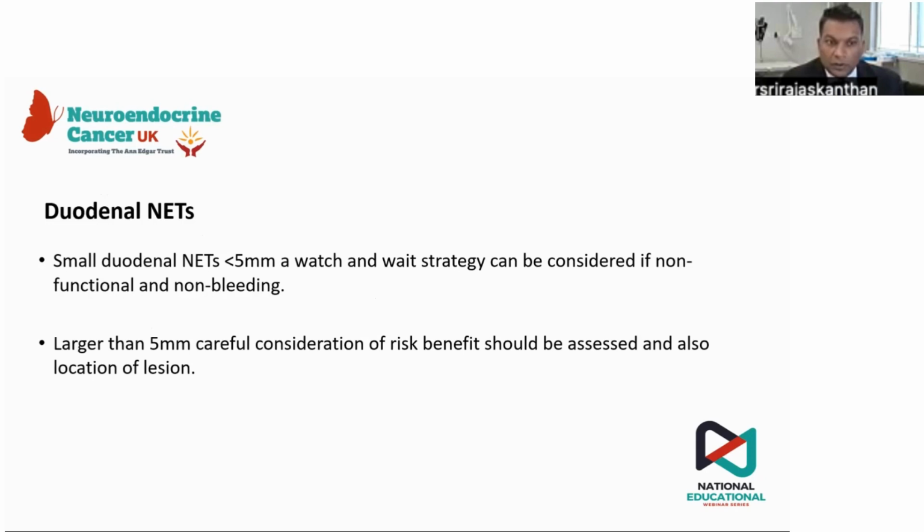Similarly, for the duodenal neuroendocrine tumours, for small lesions below 1 centimetre, a watch and wait strategy can be considered, especially if the tumours are not producing any hormones or causing any systemic problems like bleeding. For the larger lesions, endoscopic resection or surgery could be considered, but because this can be high risk, it's quite reasonable to take an active surveillance approach.